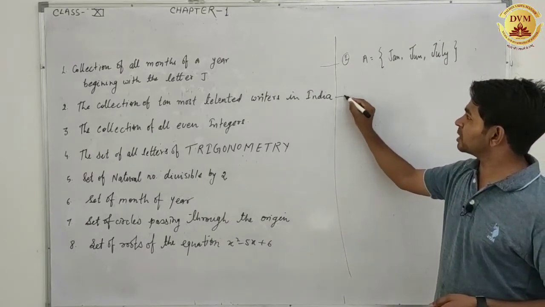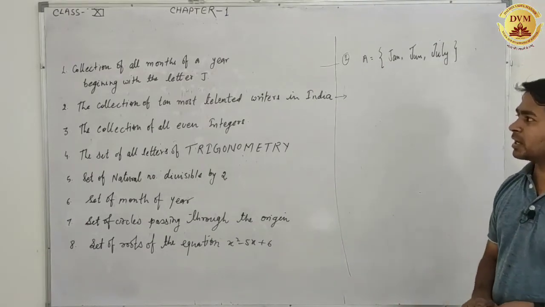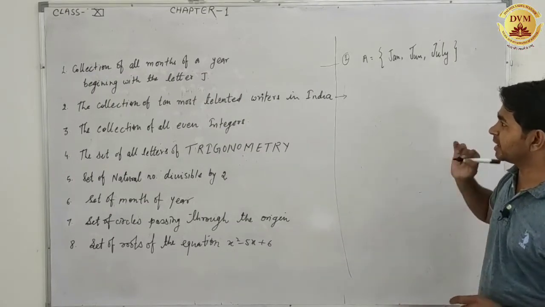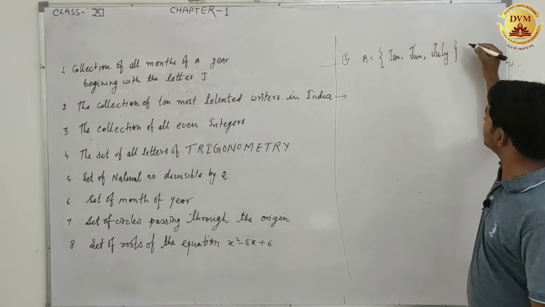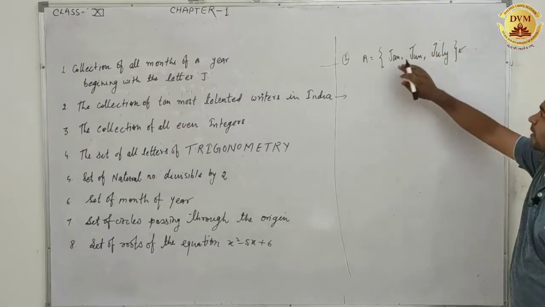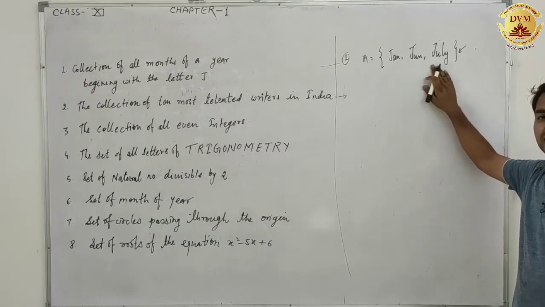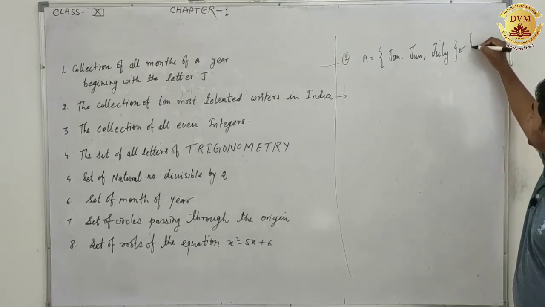I am talking about the second example: the collection of the 10 most talented writers in India. First of all, if we talk about the first example, this is a finite set because there are 3 elements and we can count them. There are fixed elements, a finite number of elements, so it comes under a finite set.